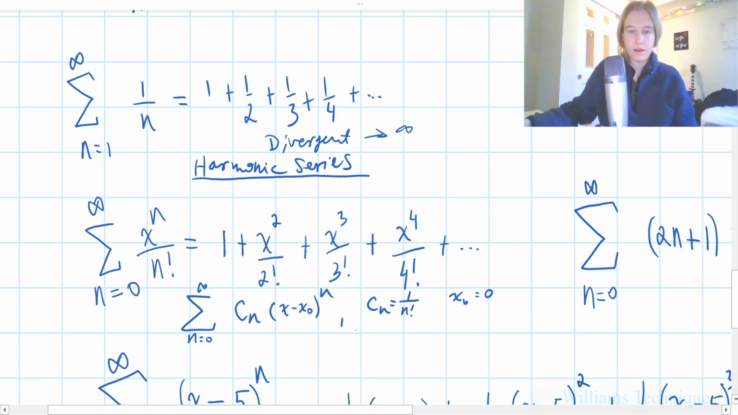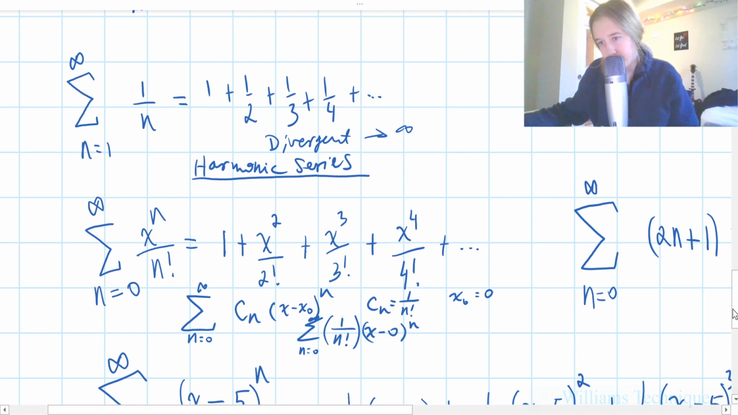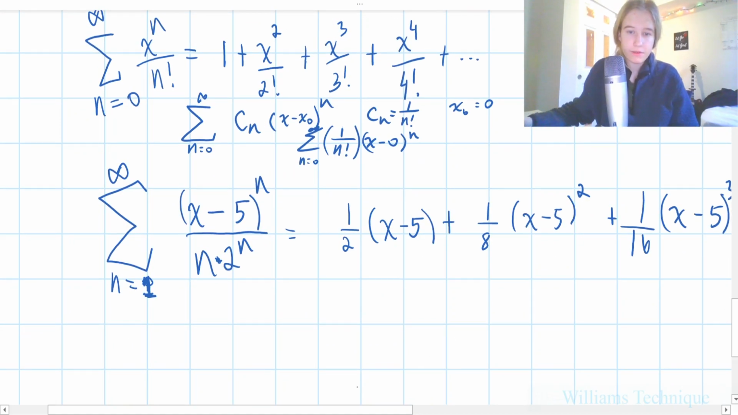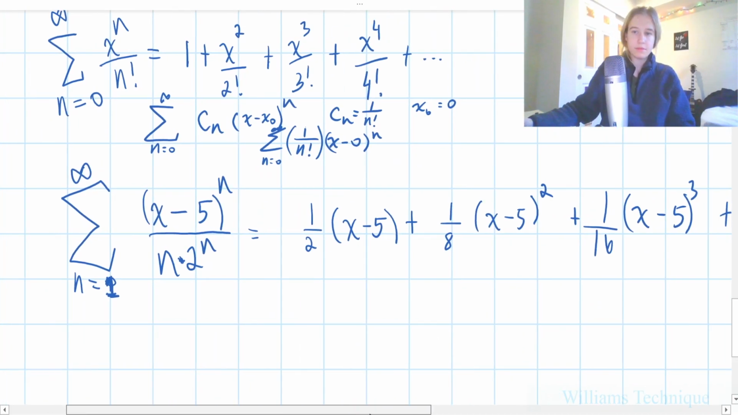So essentially we can then plug this into the series and say, okay, well, this is just essentially 1 over n factorial times (x minus 0) to the power of n, and that's why this is a power series.